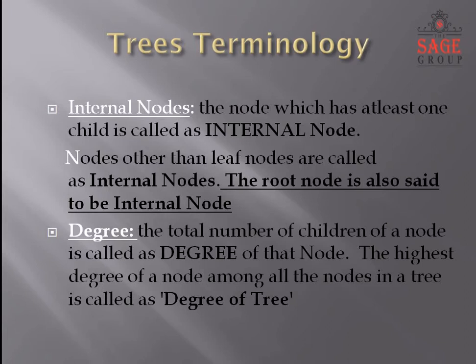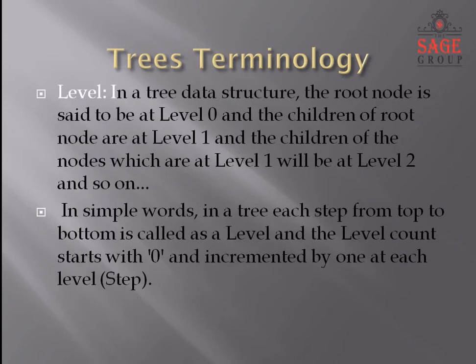So, if a tree is having 6 nodes by chance, and one node is having a degree of 2, another is having a degree of 3, another is having a degree of maybe 1, and so on. Whichever node is having the highest degree, that becomes the degree of your entire tree. So, that is the definition of degree.